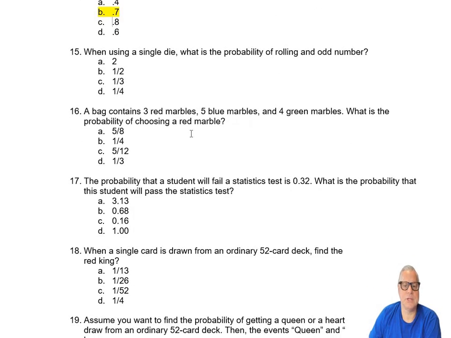Okay, when using a single die, what is the probability of rolling an odd number? Well, the odd numbers are 1, 3, and 5 out of 1, 2, 3, 4, 5, 6. That's 1/2.